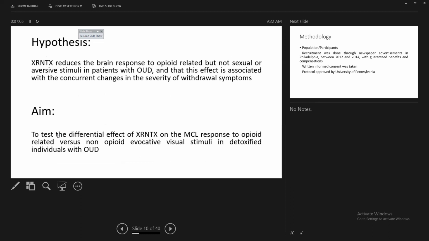Now the hypothesis mentioned in the article is that XR-NTX, the extended release naltrexone, reduces the brain response to opioid related but not to sexual or aversive stimuli in patients with opioid use disorder, and that this effect is associated with concurrent changes in the severity of withdrawal symptoms. So what they have hypothesized is that naltrexone reduces brain response to opioid drug related cues, but not to other pleasurable or non-pleasurable sexual or aversive cues in patients with OUD, and that this reduction of opioid related brain response is also concurrent with the severity of withdrawal symptoms. That is what they have hypothesized.